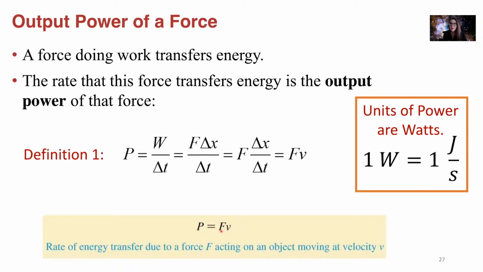Okay, so those are a couple of definitions that we can use for power, and we're going to use them in a couple of different ways to solve some problems. The units of power are watts. 1 watt is equal to 1 joule per second. Remember that our unit for work was also a joule. We're dividing it by a time. So the power has to be a joule per second, or we also call that a watt, W-A-T-T.